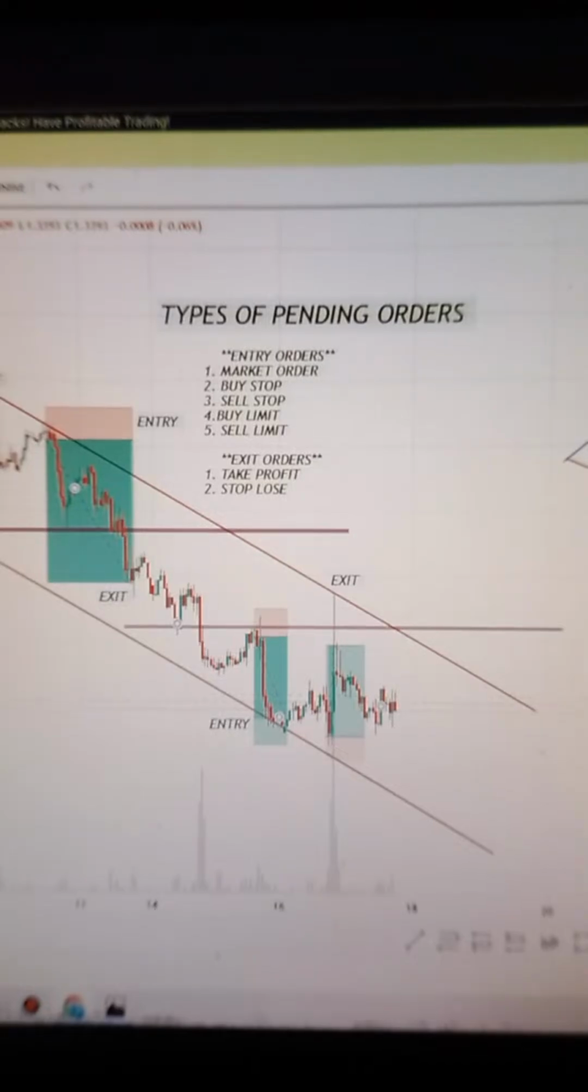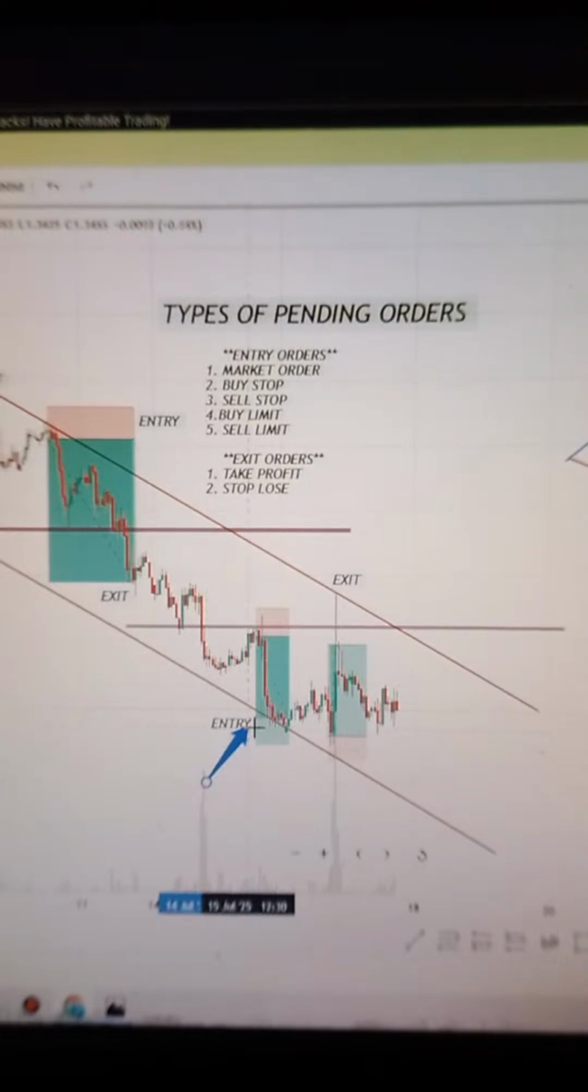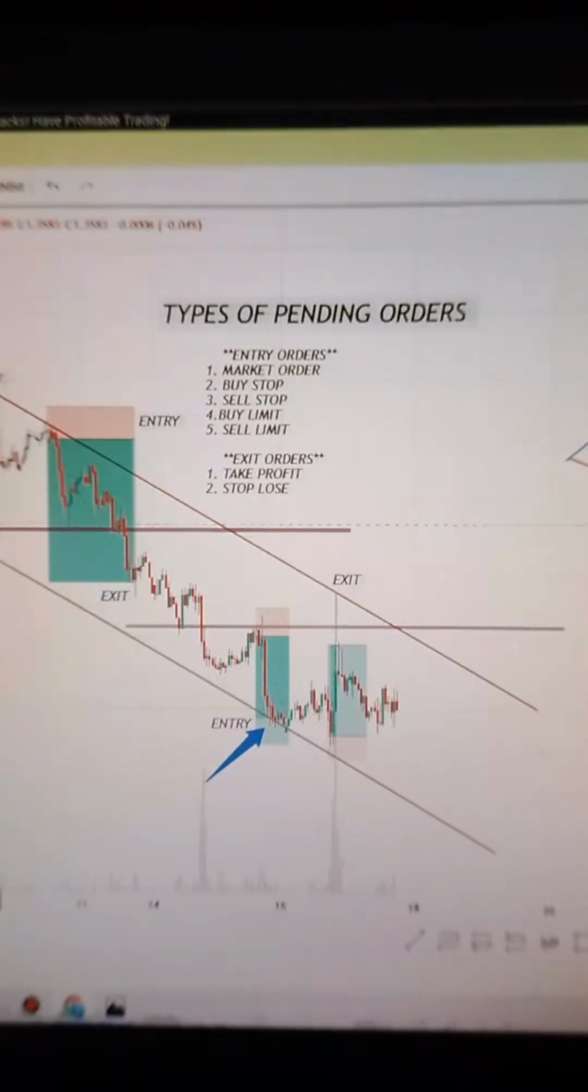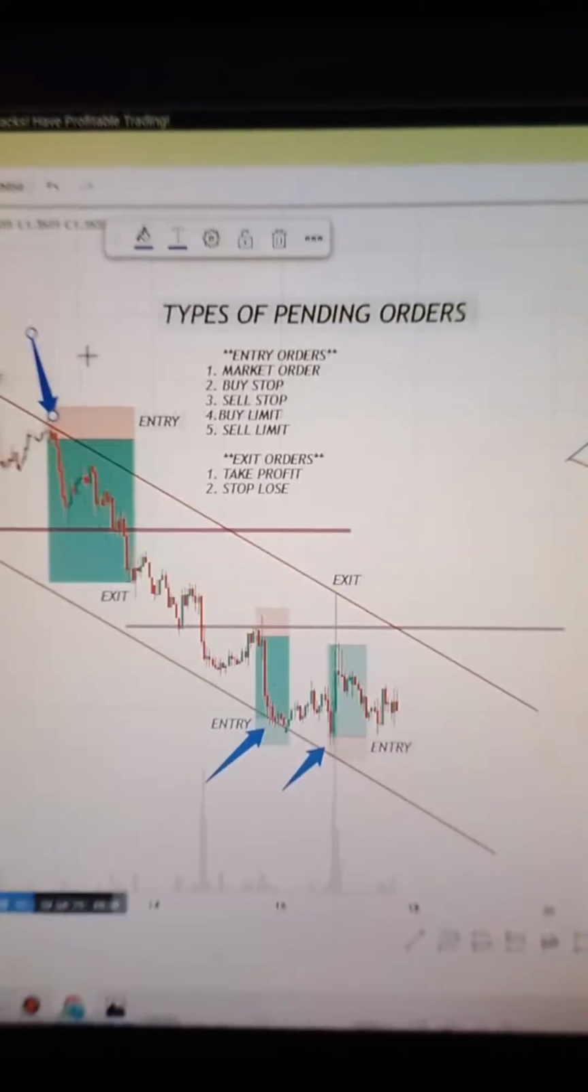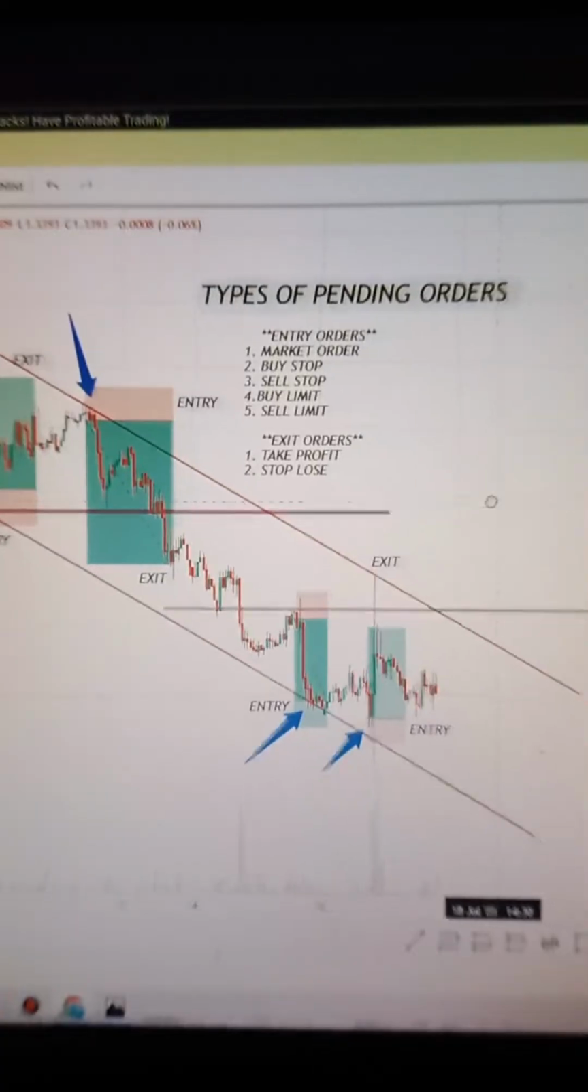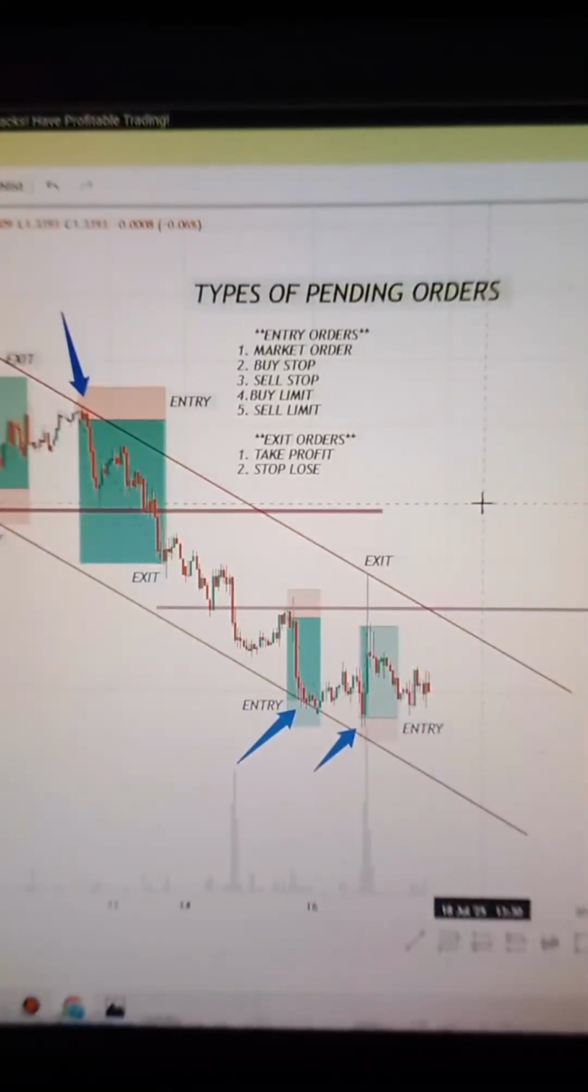Entry orders are placed like this, where you take your entries. These are where you execute your position. Placed like this also for the order for sell. This is for buy. So these are types of orders. The orders help you to execute your position for our entry.